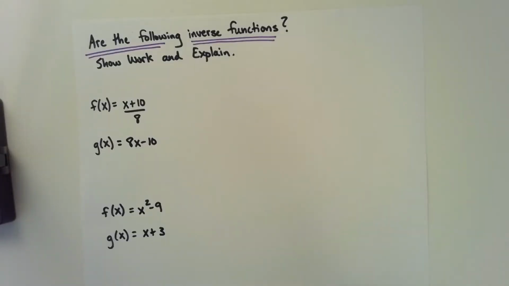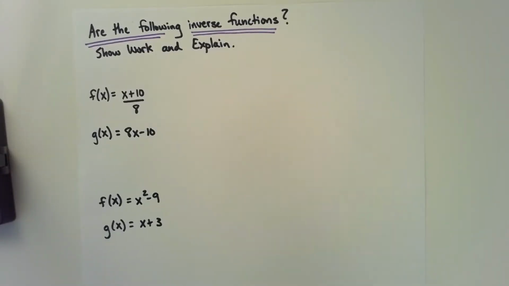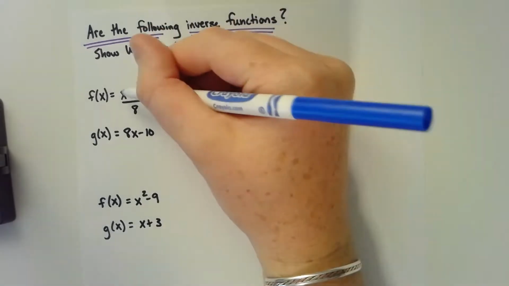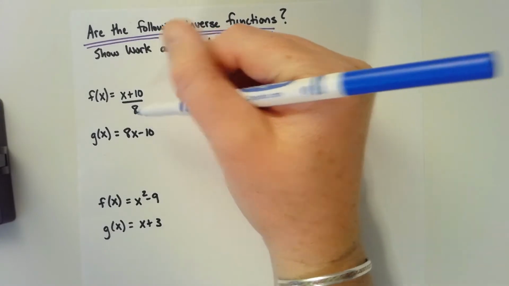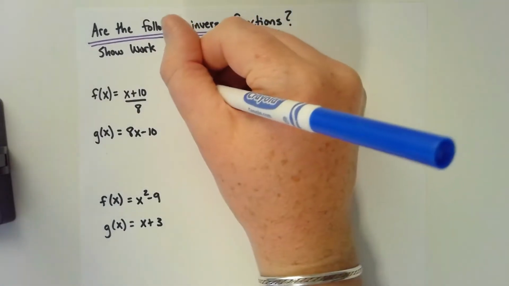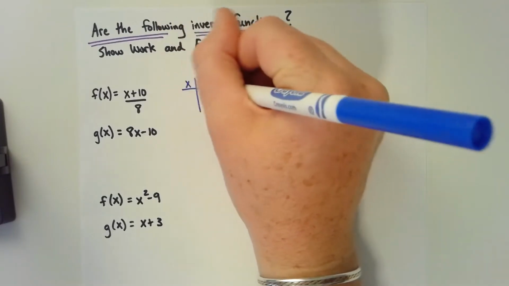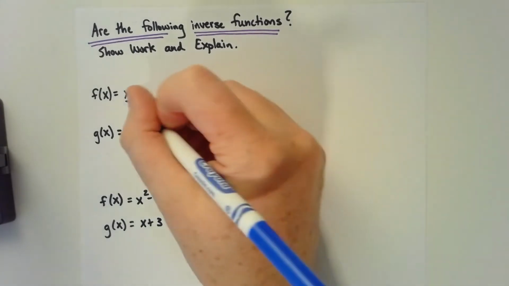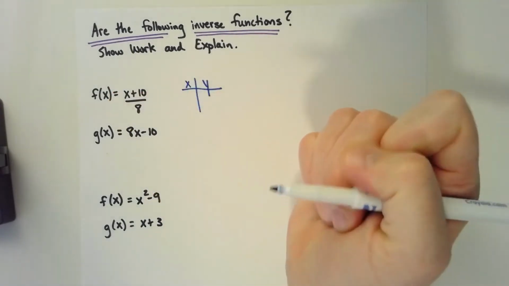Let's look at the following inverse functions, and we need to show our work and explain. So for the first example, we have (x + 10)/8 and 8x - 10. So I am going to create a table of values to just check to see if they are inverses. So think of some x's that would help to plug in here and simplify easily.